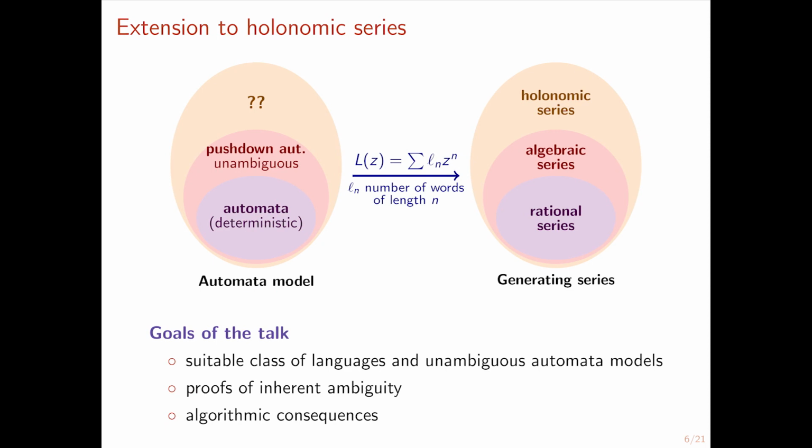Holonomic series generalize rational and algebraic series and have been extensively studied in combinatorics. In this paper, our goal was to find a class of languages that completes the picture on the left with a natural unambiguous description and investigate the consequences of holonomicity for these automata models. Before presenting our results, I need to briefly present holonomic series.